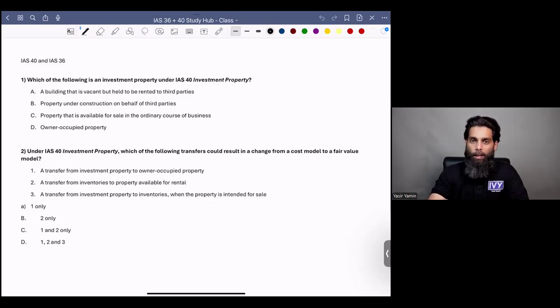Guys, in today's session, we'll be doing some practice questions which are from ACCA's Study Hub. The area which I am focusing on in today's session is predominantly two accounting standards, one is IAS 40 and the other one is IAS 36, Impairment of Assets. Now, these are practice questions of Study Hub, which I have replicated into my notes.